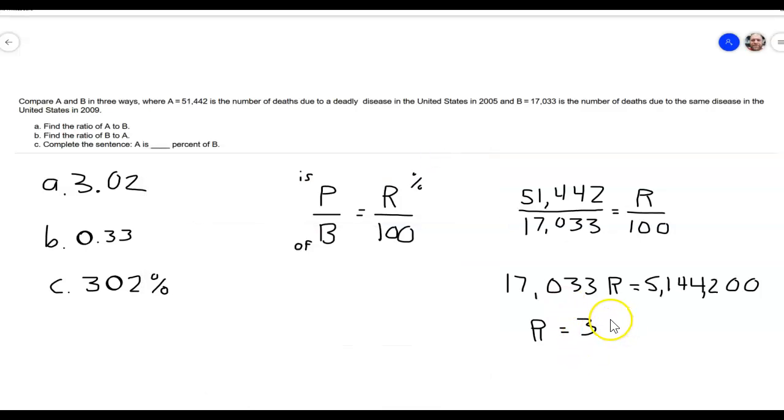So 302 would be our R, which is our percentage in this case. So A is 302% of B.